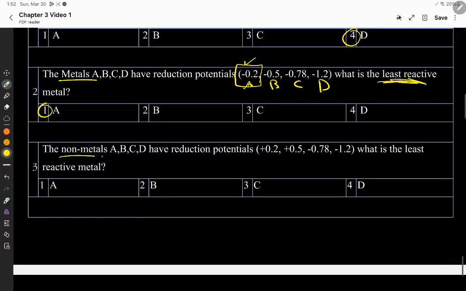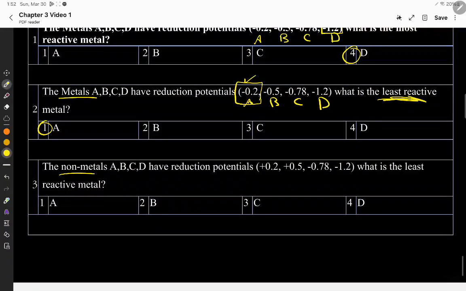Let's see here. Nonmetals. Now nonmetals A, B, C, D have positive reduction potentials. This is A, this is B, this is C, this is D. What is the least reactive? For nonmetals, more reduction potential means more reactive, directly proportional, not like the metals. So the nonmetal which has the least reduction potential, which is also number D, is the least reactive.